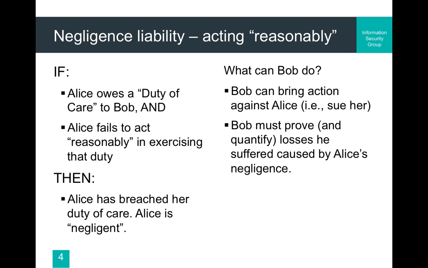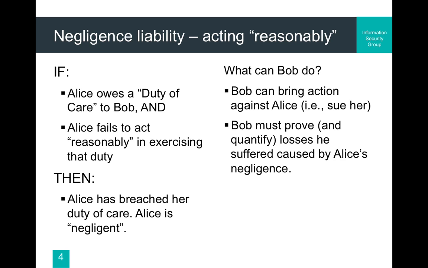First of all, let's just have a quick look at what negligence liability is. What does it mean to act reasonably? Roughly speaking, if we can make two statements, then we can see negligence liability. If we can show, for example, that Alice owes a duty of care to Bob, and we can show that Alice has failed to act reasonably in exercising her duty of care, then we say that Alice has breached her duty of care. We call Alice negligent. At its heart, that's what produces negligence liability. That's what can produce a lawsuit that causes you or your organization to lose money.